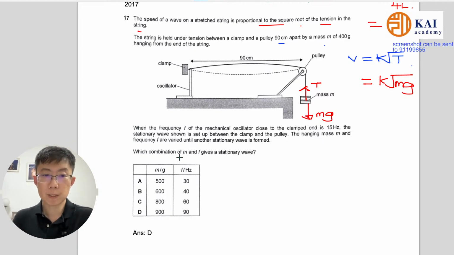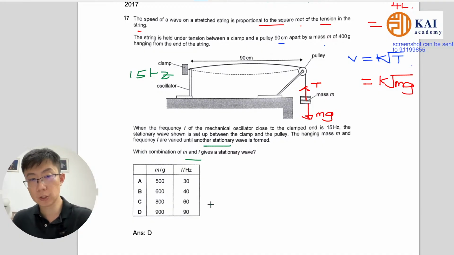Okay, so when the frequency of the mechanical oscillator close to the clamp end is 15 Hertz, the stationary wave shown is set up. This is what we call the fundamental mode of vibration. Okay, there's only one loop. The hanging mass m and frequency are varied until another stationary wave is formed. So what's the combination that will give us a stationary wave still?